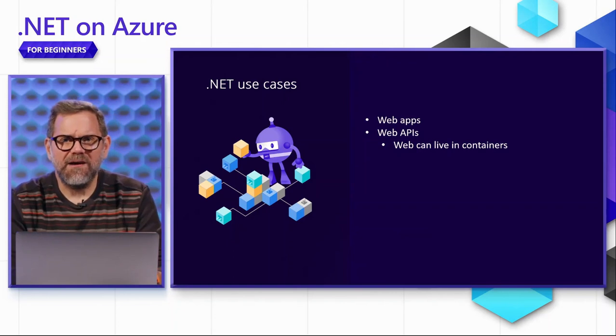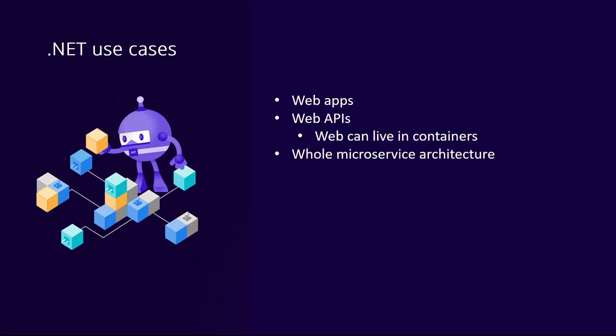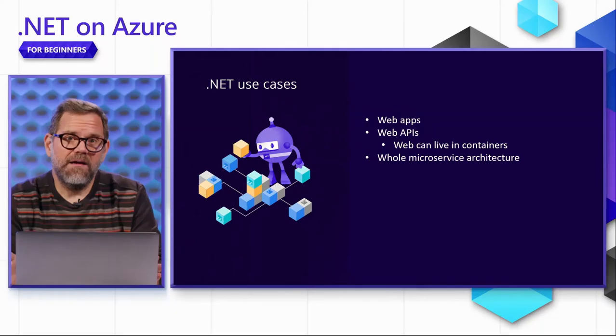They can live as both a web app and a web API. We can start living in containers, and we'll talk in a future episode about the advantages of having a .NET application living in a container. And now with modern .NET, we can have our apps live in Linux containers as well, which opens up a whole world of possibilities of where they can deploy to. A whole microservice architecture can then be deployed with .NET on Azure.